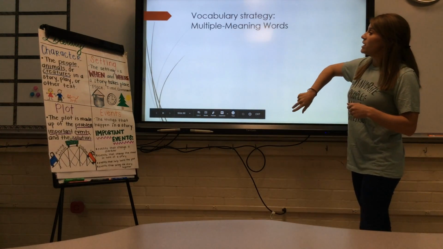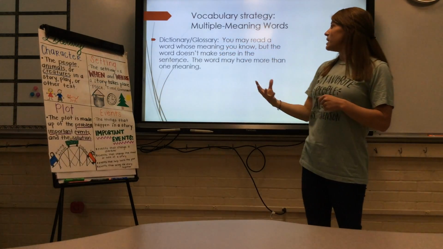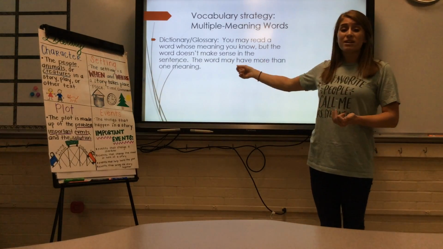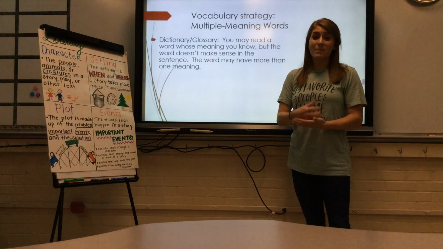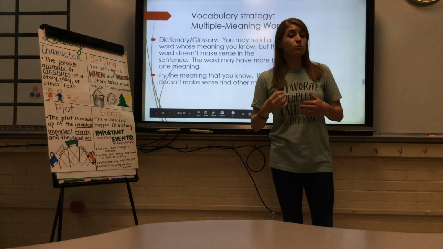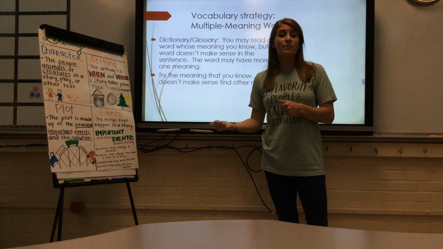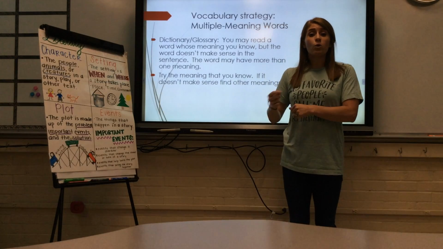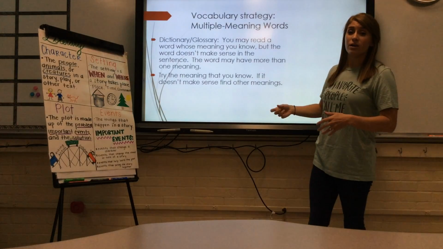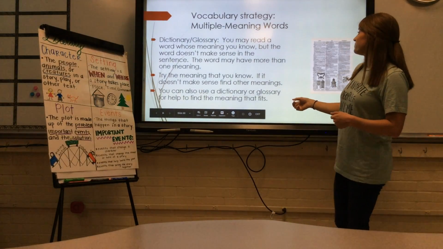All right, multiple meaning words. Sometimes you read words whose meanings you know, but the word doesn't really make sense in the sentence. And that's because the word might have more than one meaning. So what you can do is you can try the meaning that you know for the word, and if it doesn't work, you're going to have to go look up other meanings for that word. And then you'll just try each of the meanings in the place of that word to see which one makes the most sense in the sentence.